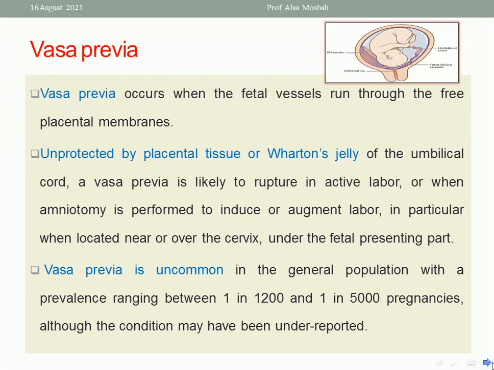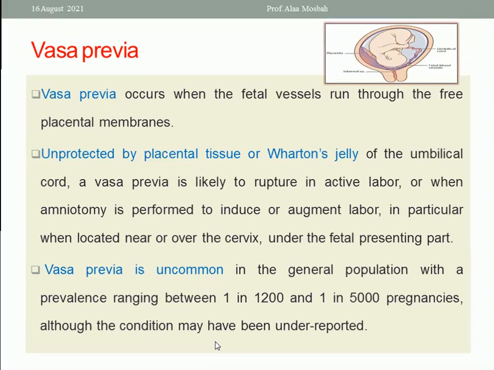Vasa Previa is uncommon in the general population, the prevalence ranging between 1 in 1,200 up to 1 in 5,000 pregnancies. Okay, so it is rare, although this condition may have been underreported.